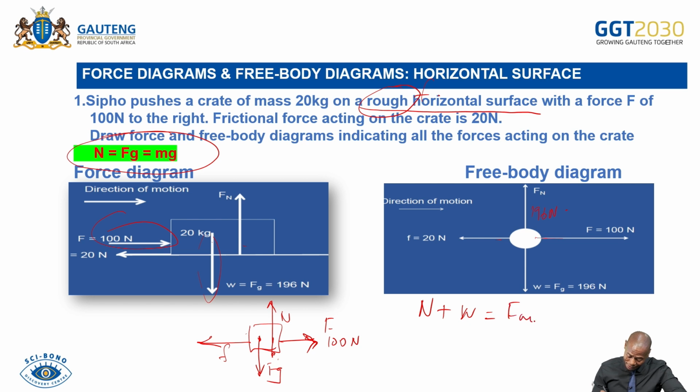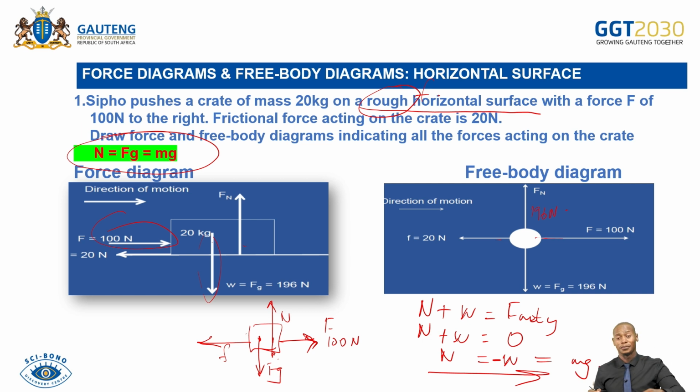our F net, right? So normal force plus weight equals our F net, which is 0, because the forces are at equilibrium. Then your normal force will be equal to negative weight, which is equal to mg, right? So what I want to say here is that the normal force is equal to weight, right?